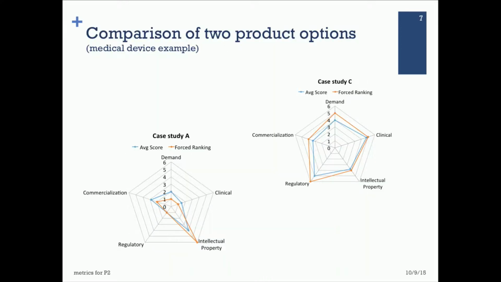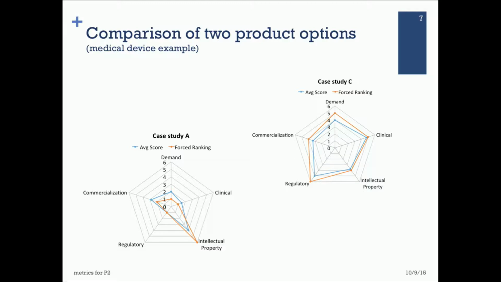Here is a comparison of two product options. These were medical device examples. These were two different case studies that a company was looking at for potential commercialization. So we've applied these tools to these two different products, case study A and case study C.